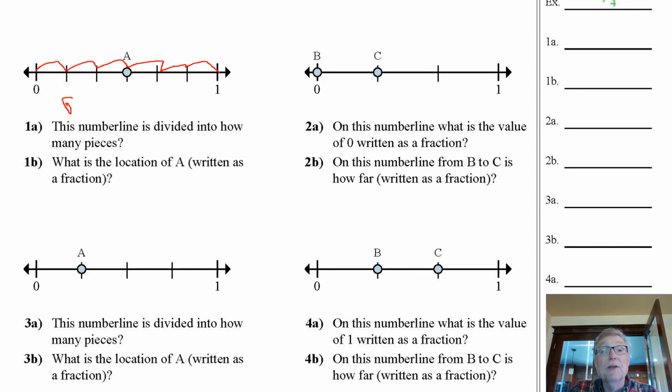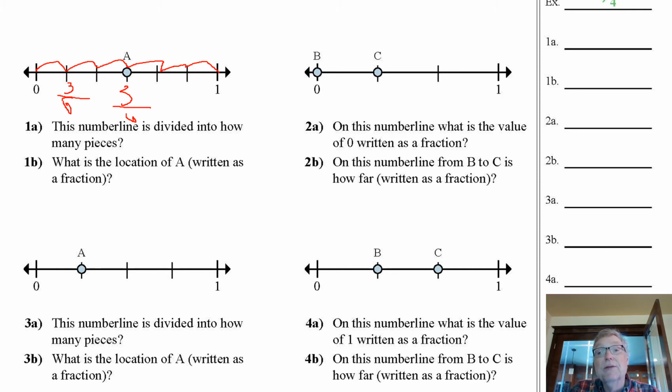Now the next sentence is, what is the location of A? So now I'm going to go ahead and go 1, 2, 3, and I've counted 3 hops. So I know that A is 3/6. So I'd write it like that. So my numerator is 3, my denominator is 6, and we'd say it 3/6. So I'm going to go ahead and label this A as 3/6. It's hard writing with this. So it's 3/6.